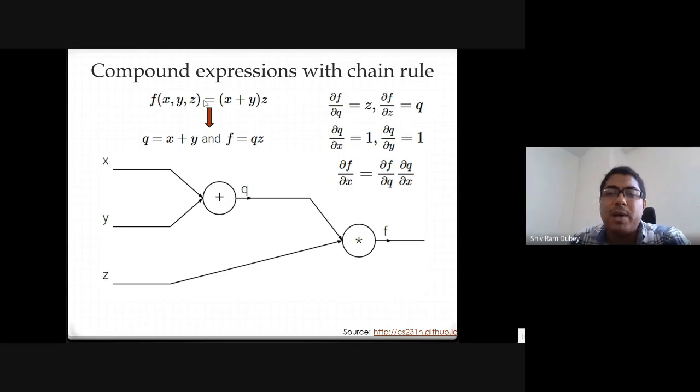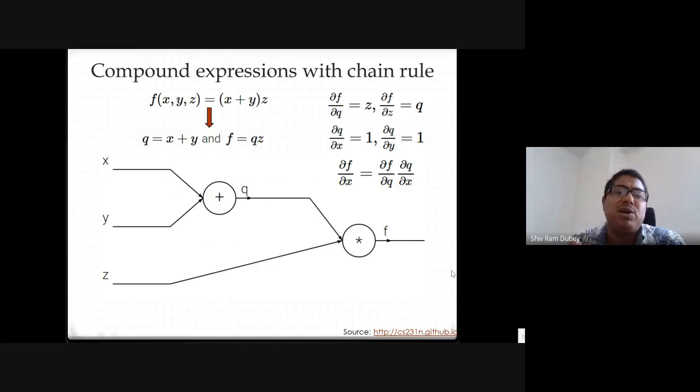The same thing is going to happen if we represent this in the form of a computational graph. We can say that x, y, z are the inputs. If we do x plus y, this is going to give us q. Then we multiply q with z, and that is going to give us f.